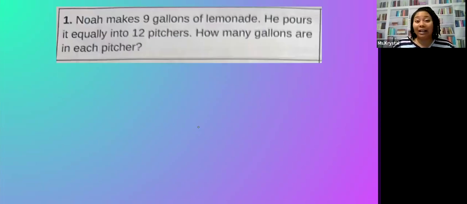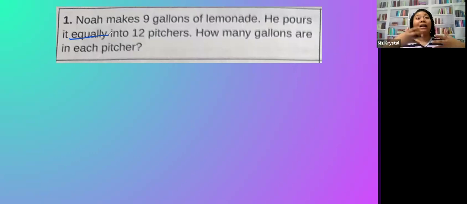Noah makes 9 gallons of lemonade. He pours it equally into 12 pitchers. How many gallons are in each pitcher? Ooh, look at those words, my favorite cool words to look for. Equally, he's pouring it, dividing it equally into 12 pitchers.